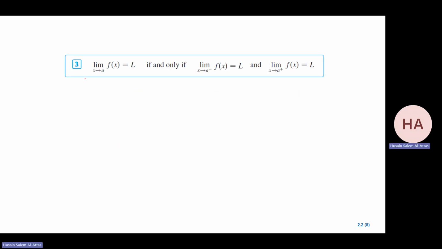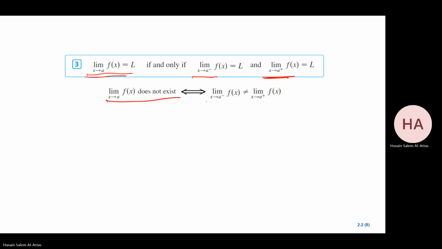The limit exists if the limit from the right equals the limit from the left, if both exist and they are equal to the same value. The limit does not exist if right not equal to left.